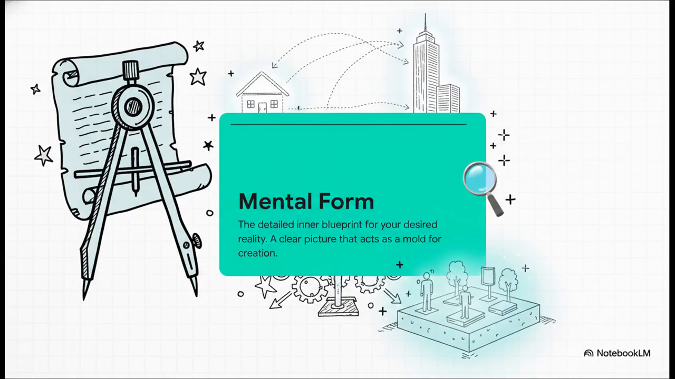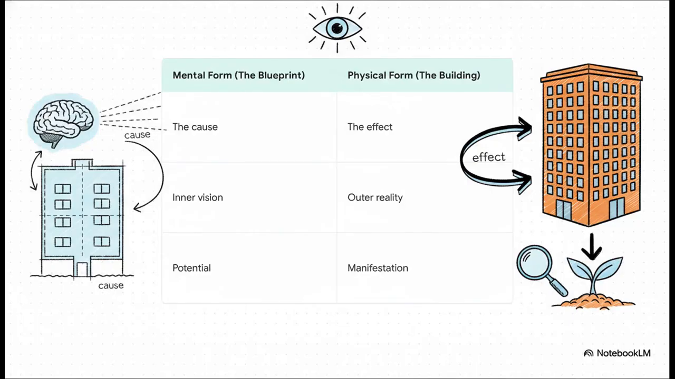The central idea she gives us is the mental form. And really, the best way to think of it is as an architect's blueprint. Before anyone can start building a house, a detailed, complete, and ordered plan has to exist first. This mental picture you create is the mold for what you want to bring into reality. And here is the crucial distinction you have to make. The mental form is the cause, and the physical form is the effect. That inner vision has to be established and clear first, before your outer reality can start to match it. Think of one as the potential, and the other as the finished building.